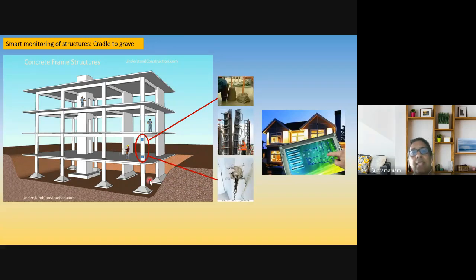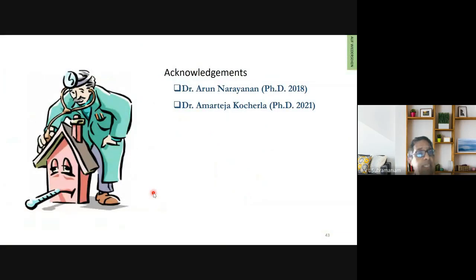So that's the idea of using these embedded sensors in concrete, by understanding the physics of the PZT sensor as it is placed inside concrete, which is an aging medium. So with that, I'd like to conclude.